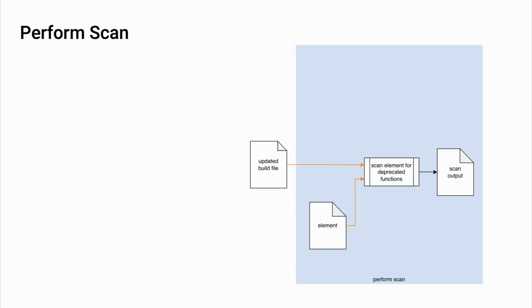The third activity in the deprecated functions handling process is that of performing the scan. The updated build file is going to invoke the tool used to take the element under consideration and scan for deprecated functions. This will yield a scan output file. Ideally, this is done within the context of the CI/CD pipeline and without manual intervention.